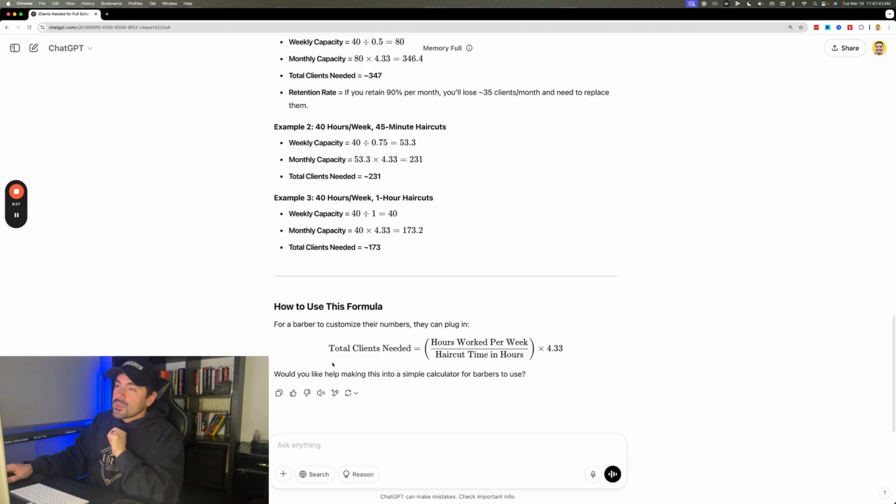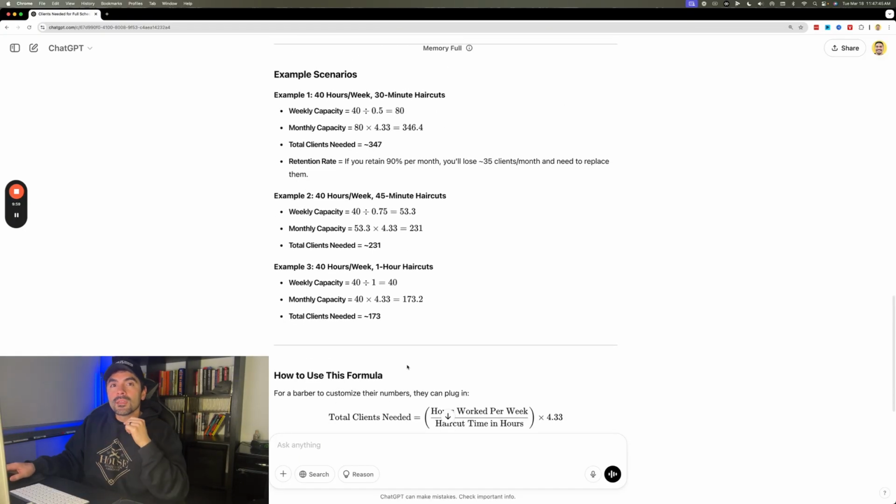So to answer this question of how many haircuts you need as a barber to be fully booked all the time, it depends on how many clients come in, how often the clients come in, how fast you are cutting hair. But in this example, if you work 40 hours a week and you're doing half-hour haircuts, then you need about 347 clients per month to be fully booked all the time.